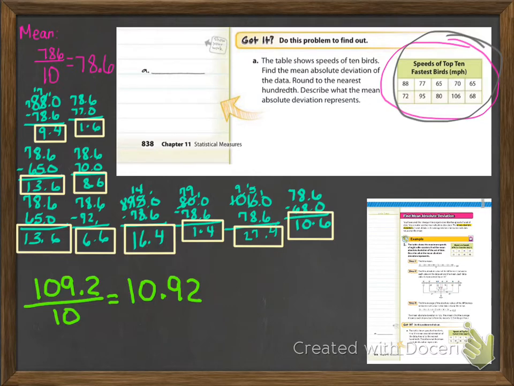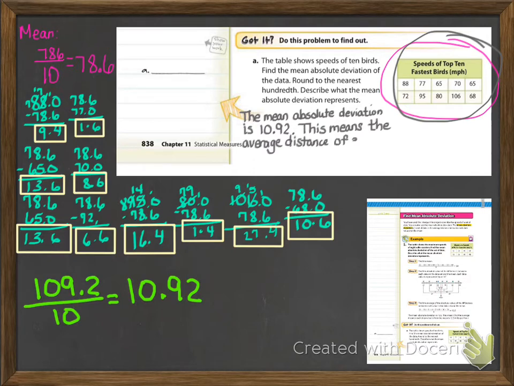Now 10 and 92 hundredths, or 10.92, is my mean absolute deviation. So now the directions told us to describe what the mean absolute deviation represents. Just like before, I modeled my two sentences exactly like the example that we did on our previous page. So I started by writing the mean absolute deviation is 10.92, because that's what it is. You always have to tell what it is. Now I'm going to tell what it means. I wrote, this means that the average distance of each data value from the mean is 10.92 miles per hour.